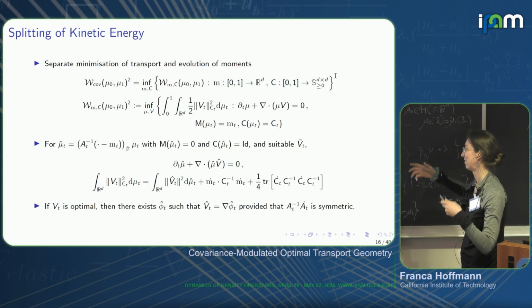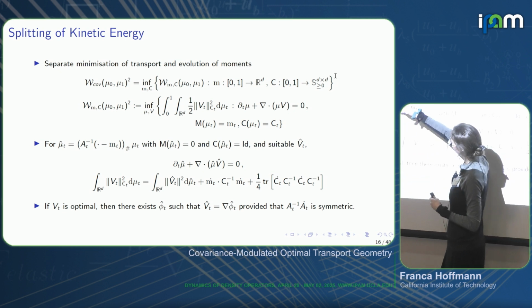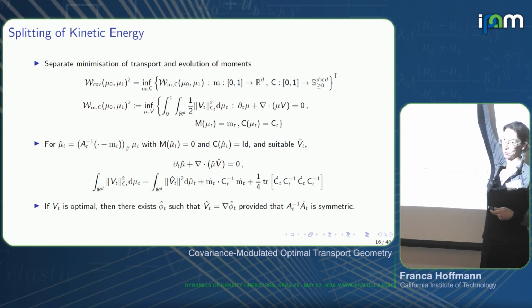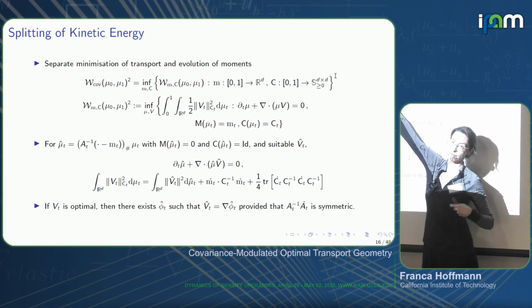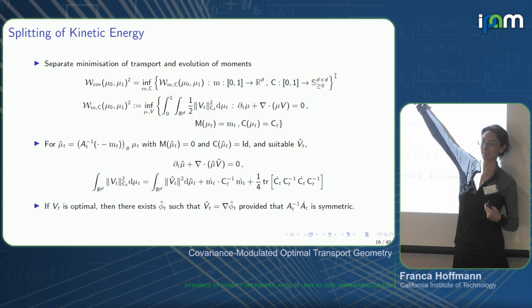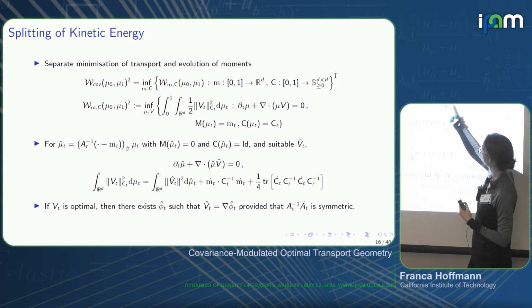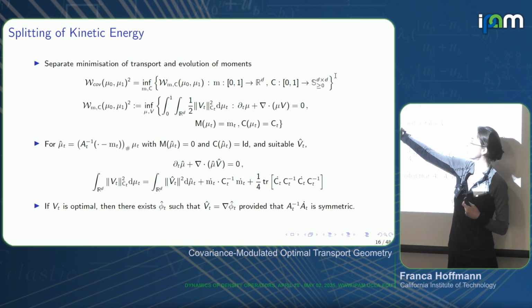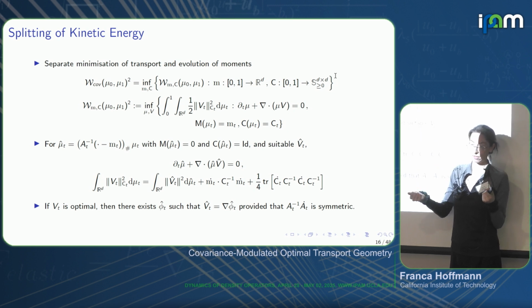OK, so this is how the splitting pops out. So I start with my covariance-modulated metric, the way that I wrote it down, and I just rewrite it in a funny way. So what I do is I take curves, vectors. You can think of a mean, but it's prescribed. It's a fixed curve. It's a fixed matrix curve. And then I say, OK, I want to now minimize the same thing as before, but constrained on the fact that the mean is always M_t and the covariance is always C_t. So this is now a constraint minimization problem.